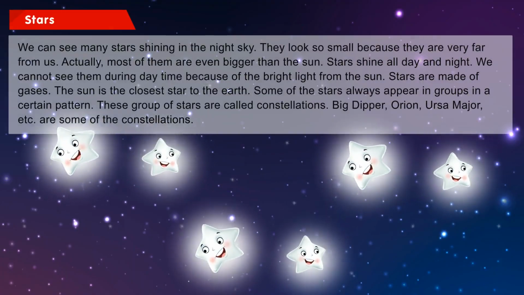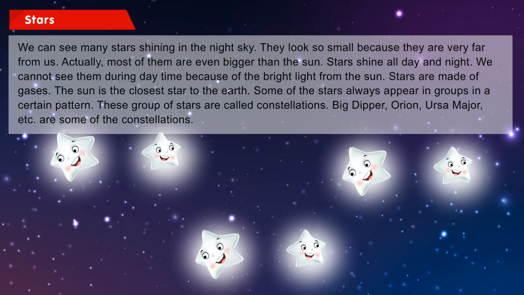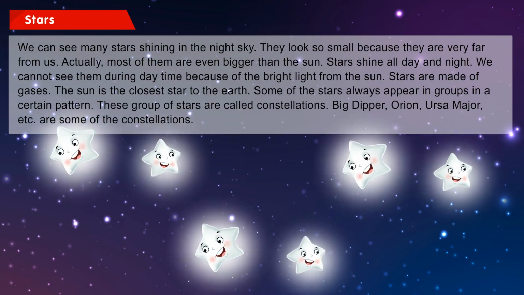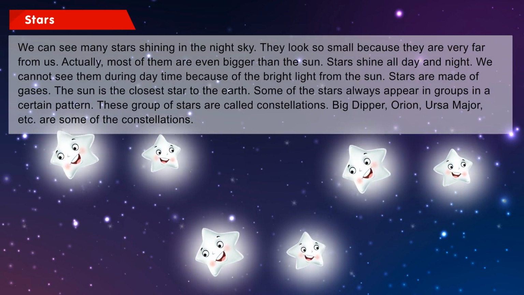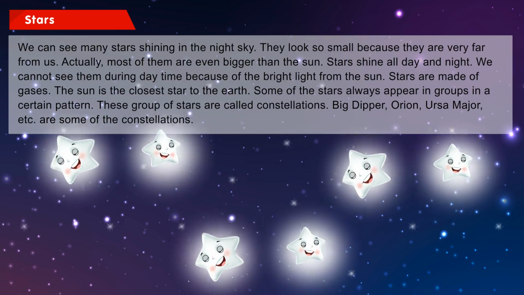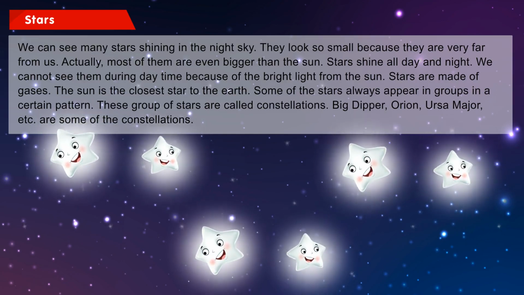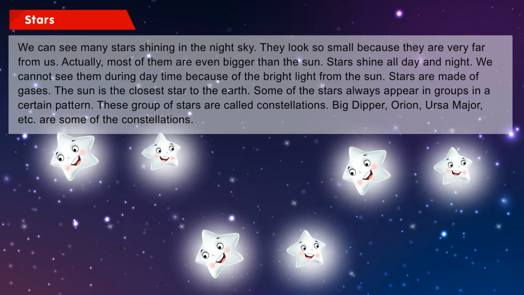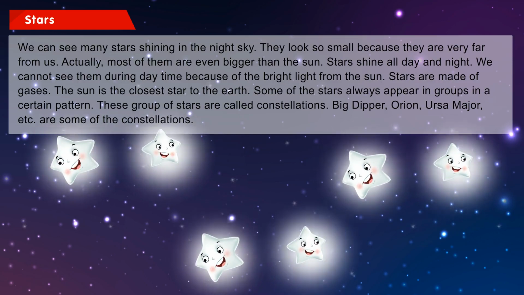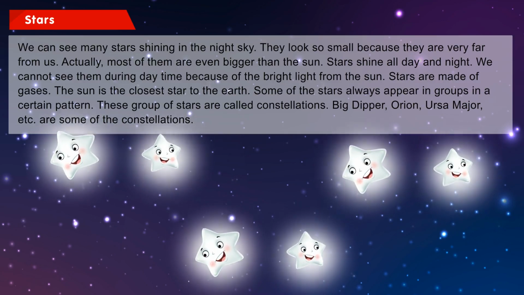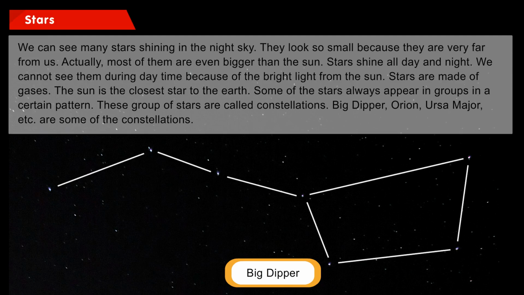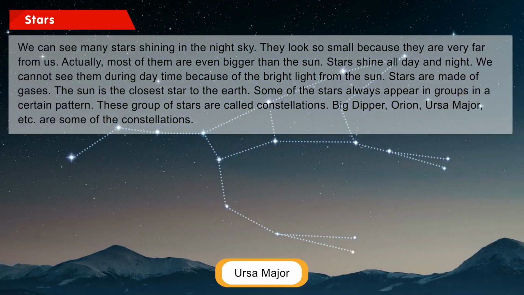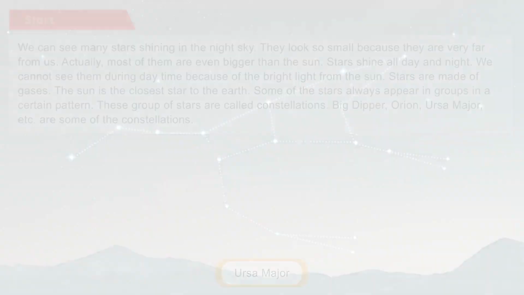Stars. We can see many stars shining in the night sky. They look so small because they are very far from us. Actually, most of them are even bigger than the sun. Stars shine all day and night. We cannot see them during daytime because of the bright light from the sun. Stars are made of gases. The sun is the closest star to the Earth. Some of the stars always appear in groups in a certain pattern. These groups of stars are called constellations. Big Dipper, Orion, Ursa Major, etc. are some of the constellations.